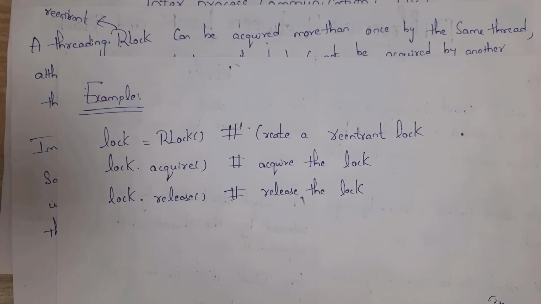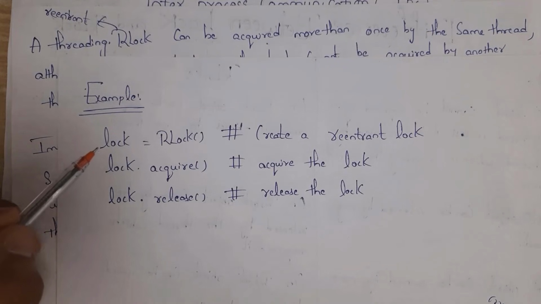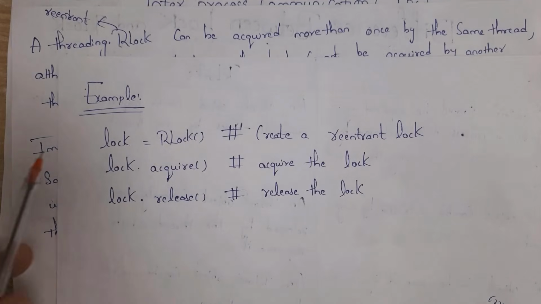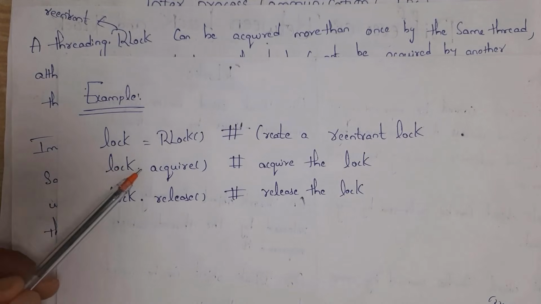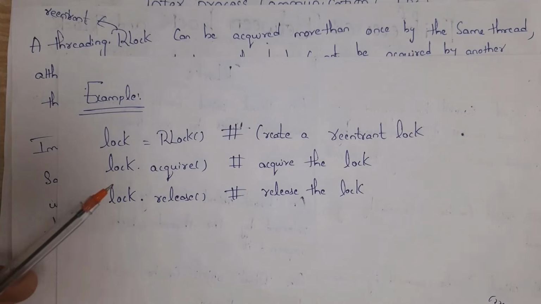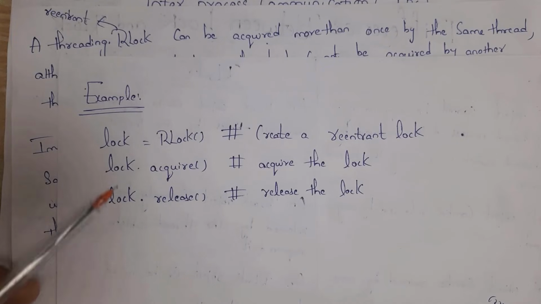This is a simple example in order to create RLock. I am taking one variable. I am taking variable name as lock. You can take any name. I write lock equal to RLock. Whenever I write this line of code, it will create reentrant lock. And if you want to acquire lock, then you need to write variable name dot acquire. By using acquire method, we can acquire lock. I write here lock.acquire. And similarly, if you want to release lock, then by using release method, we can release lock. So just write your variable name, that is lock.release.